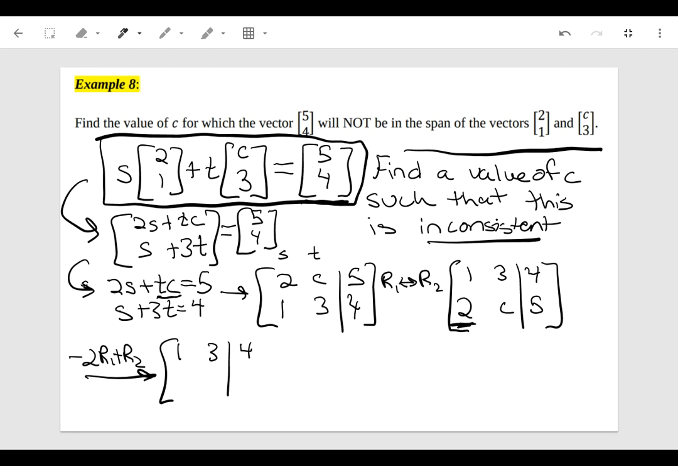So that'll give us, let's see, -2 plus 2. So that's 0. -2 times this will be -6 plus C. So I'm going to write that as C minus 6. I mean, I said -6 plus C, but these expressions always look nicer with a positive term in front. And then -2 times this, so that's -8 plus 5, so -3. Okay, so this thing's now in reduced echelon form.